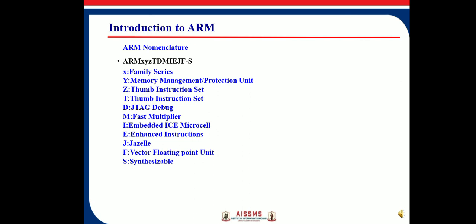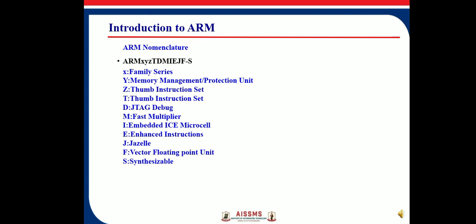ARM nomenclature. The ARM is written like this: ARM XYZ TDMIE JF S. So what is the meaning of all these words used in the ARM nomenclature? Here X is the family or series, so ARM7, ARM9, ARM11 like this. Y is the memory management or protection unit, which tells which type of memory management or protection unit is used. Z stands for cache memory.